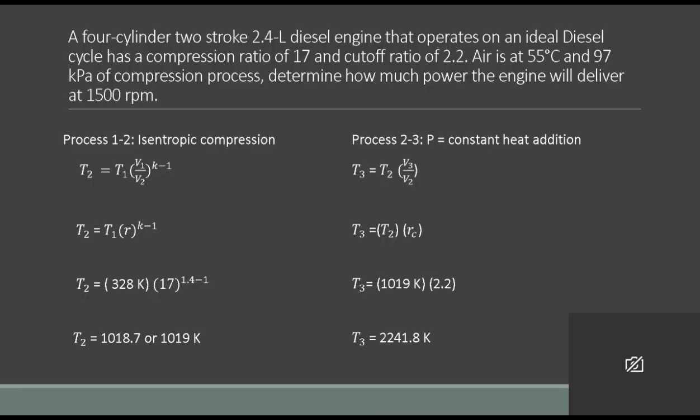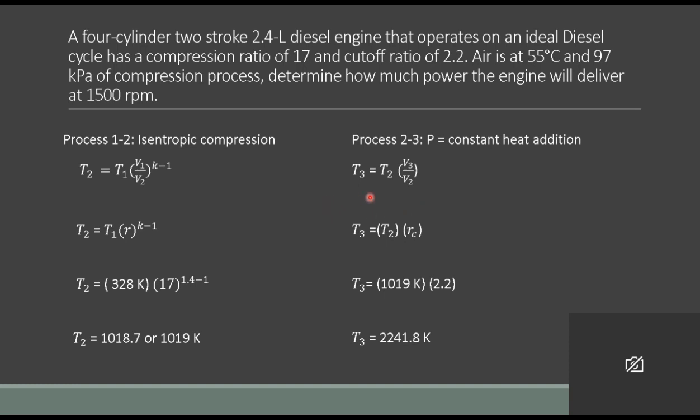Let's solve for the temperature in process 1 to 2, which is the isentropic compression. The temperature at state 2 is equal to the temperature at state 1 multiplied by V1 over V2 raised to k minus 1. V1 over V2 is actually the compression ratio, so let's just plug in the values. Therefore, we got 1019 Kelvin.